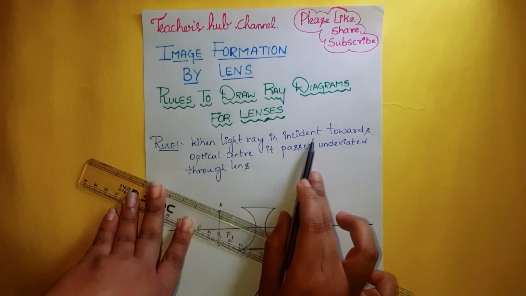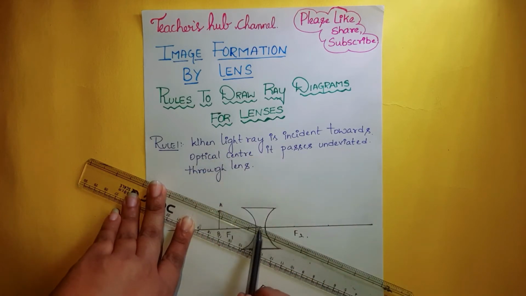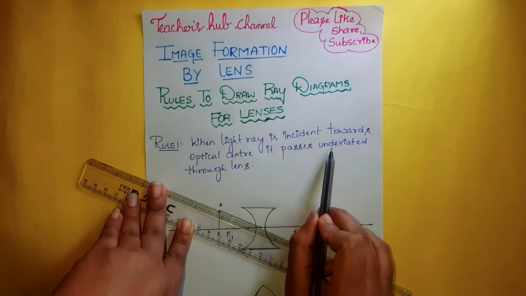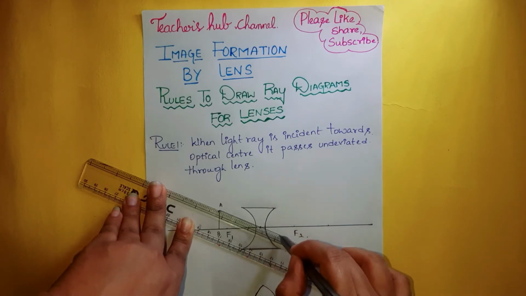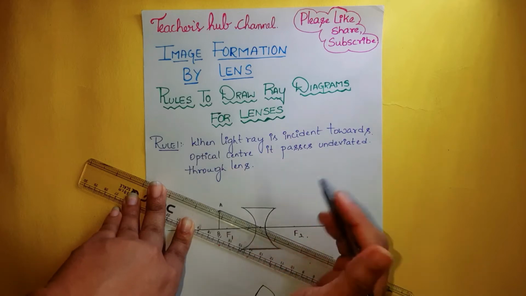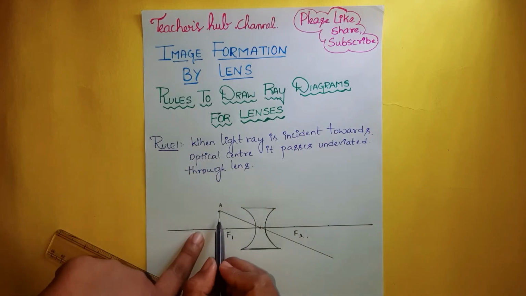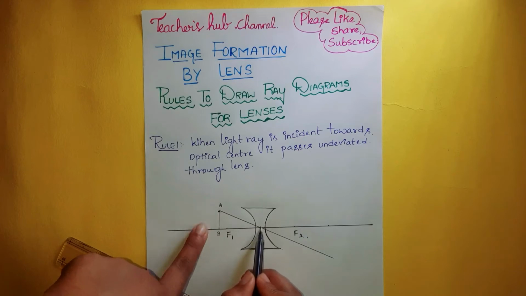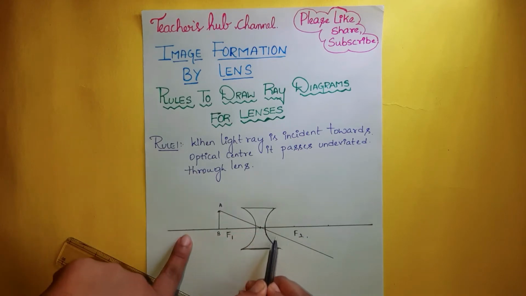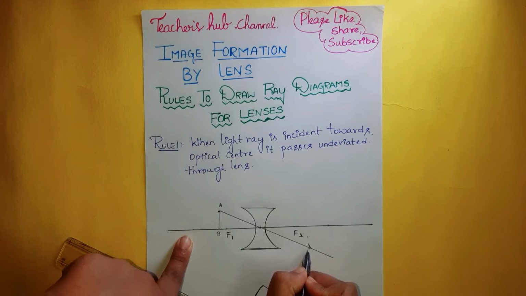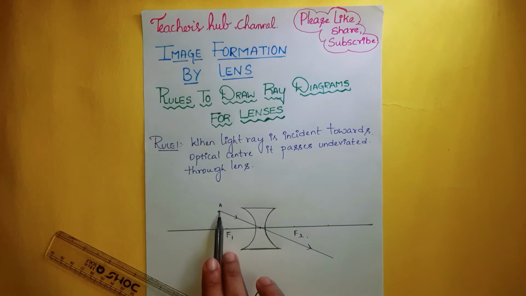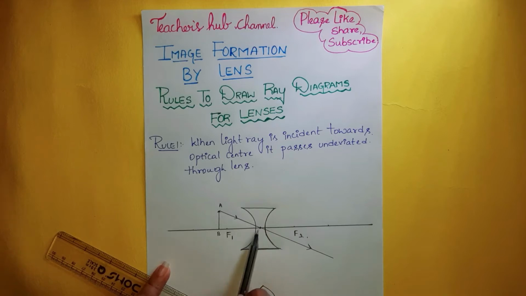When the light ray is incident towards the optic center, it passes undeviated. It follows the same path. It will not deviate. So when the light ray is incident towards the optic center, it passes undeviated. This is rule number 1. Whenever the incident ray passes through the optic center, after passing through the lens, it passes undeviated, along the same straight path.